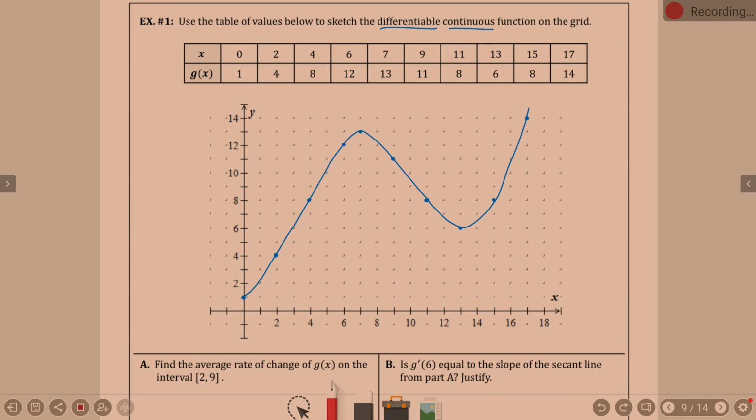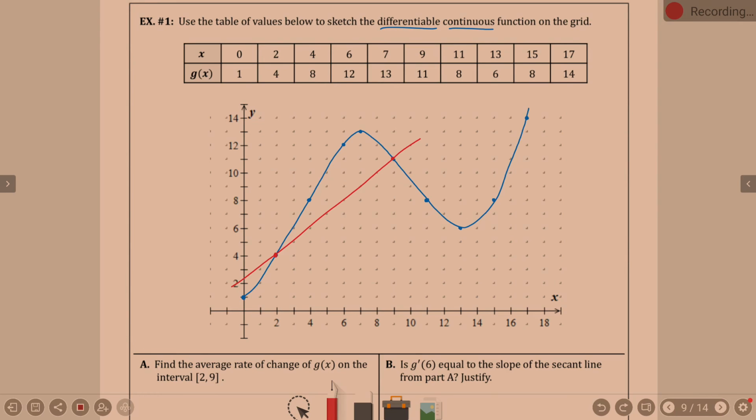So what am I trying to find here? Average rate of change? Slope of the secant line, right? So the idea is from 2 to 9. So I'm trying to find the slope of that secant line there. Okay, we're going to go with that. It's going to have to be good enough for me.